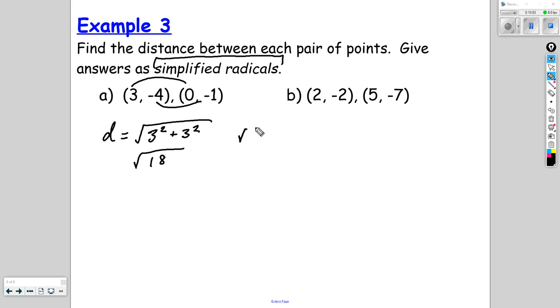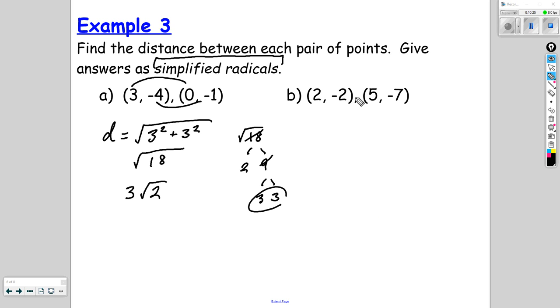Now if we forget, we could always use that factor tree and take out our lowest primes, circle our pair, and we've got 3 root 2. Otherwise, we're taking out the biggest perfect square, and that's also an easy method to simplify our radicals.